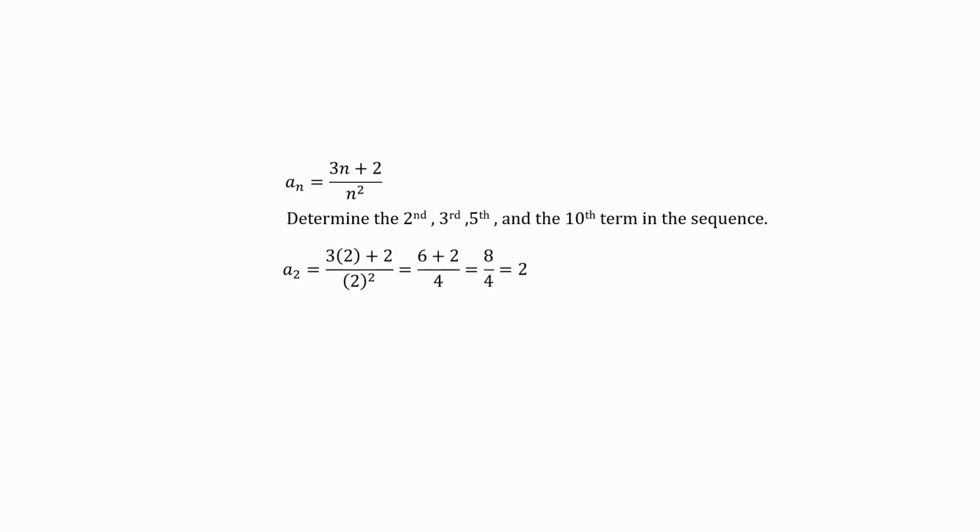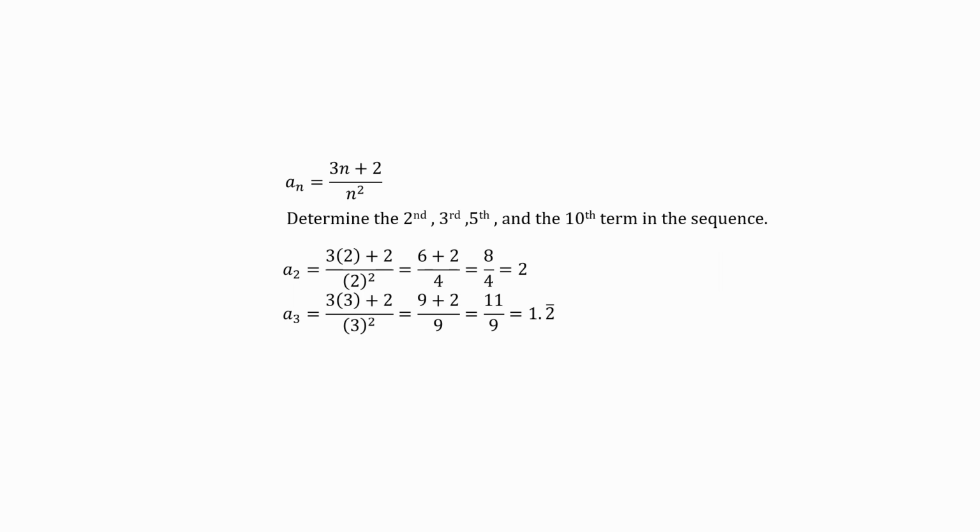A sub n is equal to 3n plus 2 all over n raised to 2. Determine the second, third, fifth, and the 10th terms in the sequence. So a sub 2 is equal to 3 times 2 plus 2 all over 2 raised to 2, which is equal to 6 plus 2 all over 4, which is equal to 8 over 4. Therefore, a sub 2 is equal to 2.